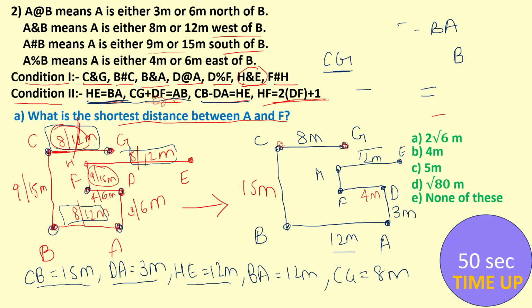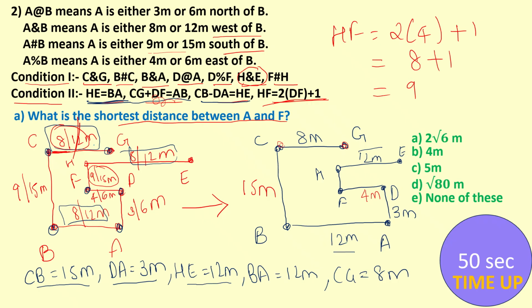HF will be 2 times DF plus 1. So DF is 4, so 2 into 4. HF will be 2 into 4 plus 1. So 2 fours are 8 plus 1, which will give you 9. So HF distance will be 9 meter. So here the distance was 9 or 15 meter. 15 is excluded. So answer will be 9 meter.